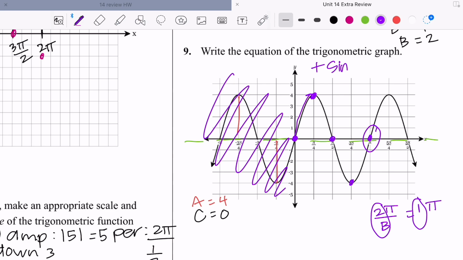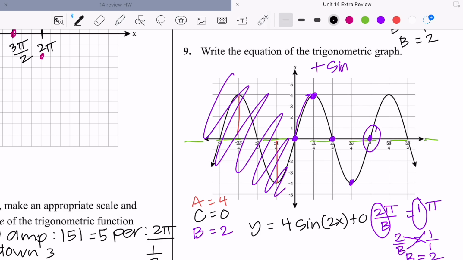So I'm just going to set this up. 2 over b equals 1 over 1. What does b have to equal to get that to reduce to 1? Or you can just cross multiply and see that b equals 2. Okay, and then we can write our equation. y equals 4 sine of 2x plus 0. And we don't really need to write that plus 0 because it's not necessary. So it's just 4 sine 2x.